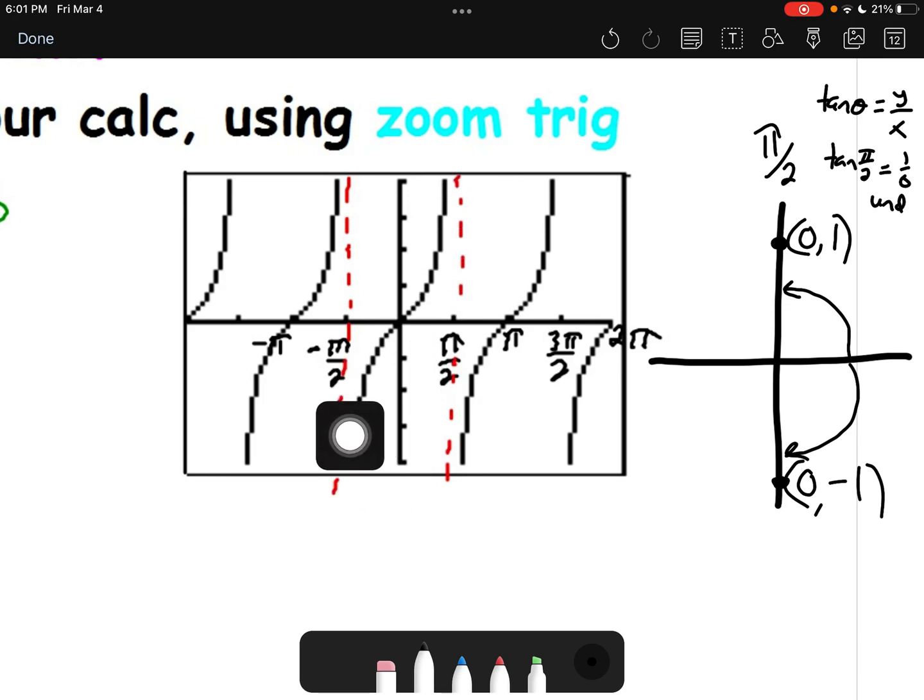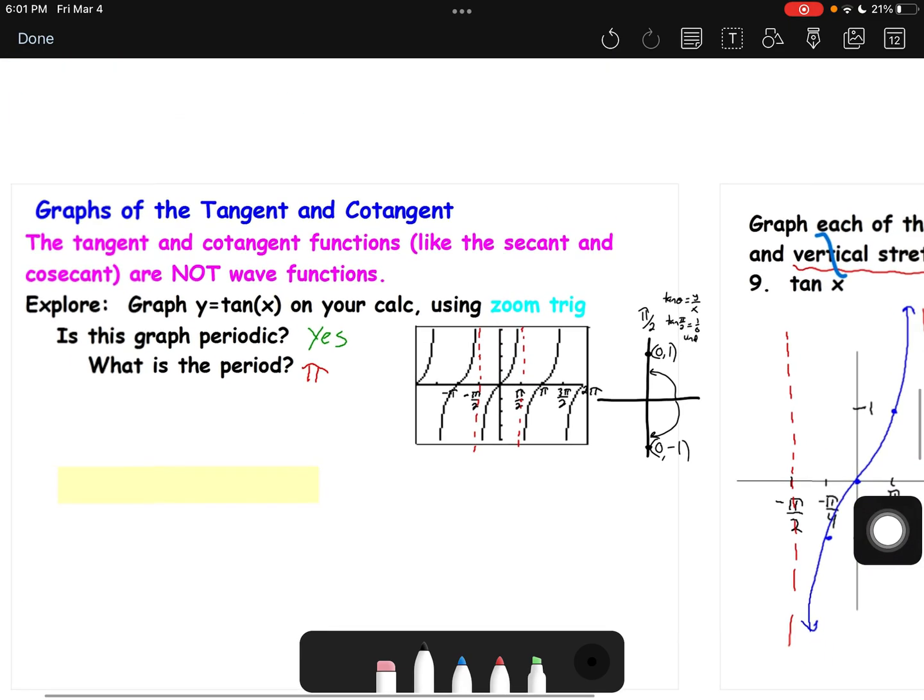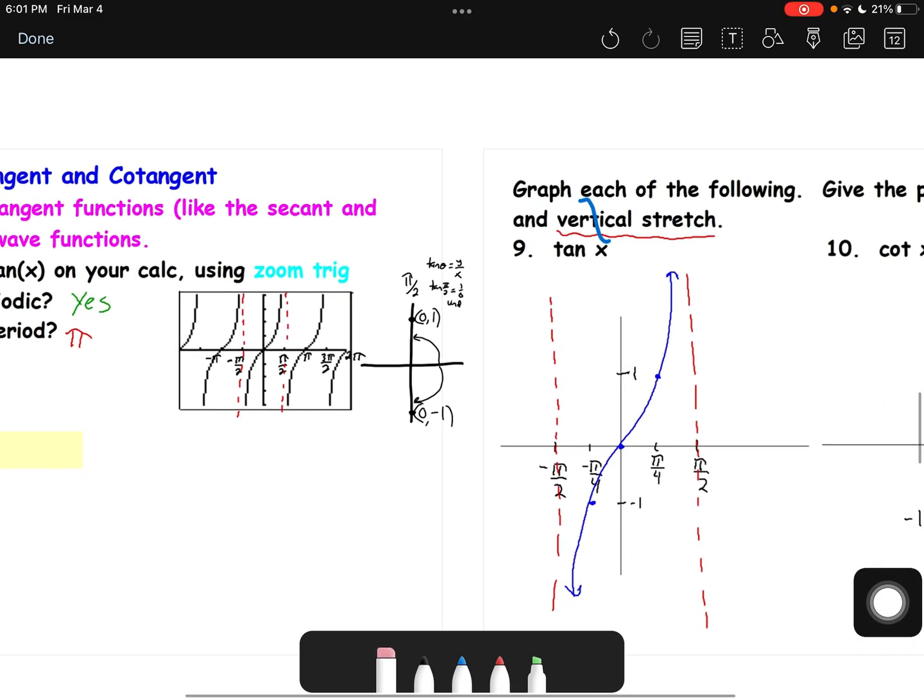And so our period, which is what they're asking about, is from negative pi over 2 to positive pi over 2. Okay, that full distance would be 1 pi, right? It's negative half pi to positive half pi, so that's 1 pi. So that's what our answer is here then. What's the period? It's pi. Okay, so this is your parent graph, all right?